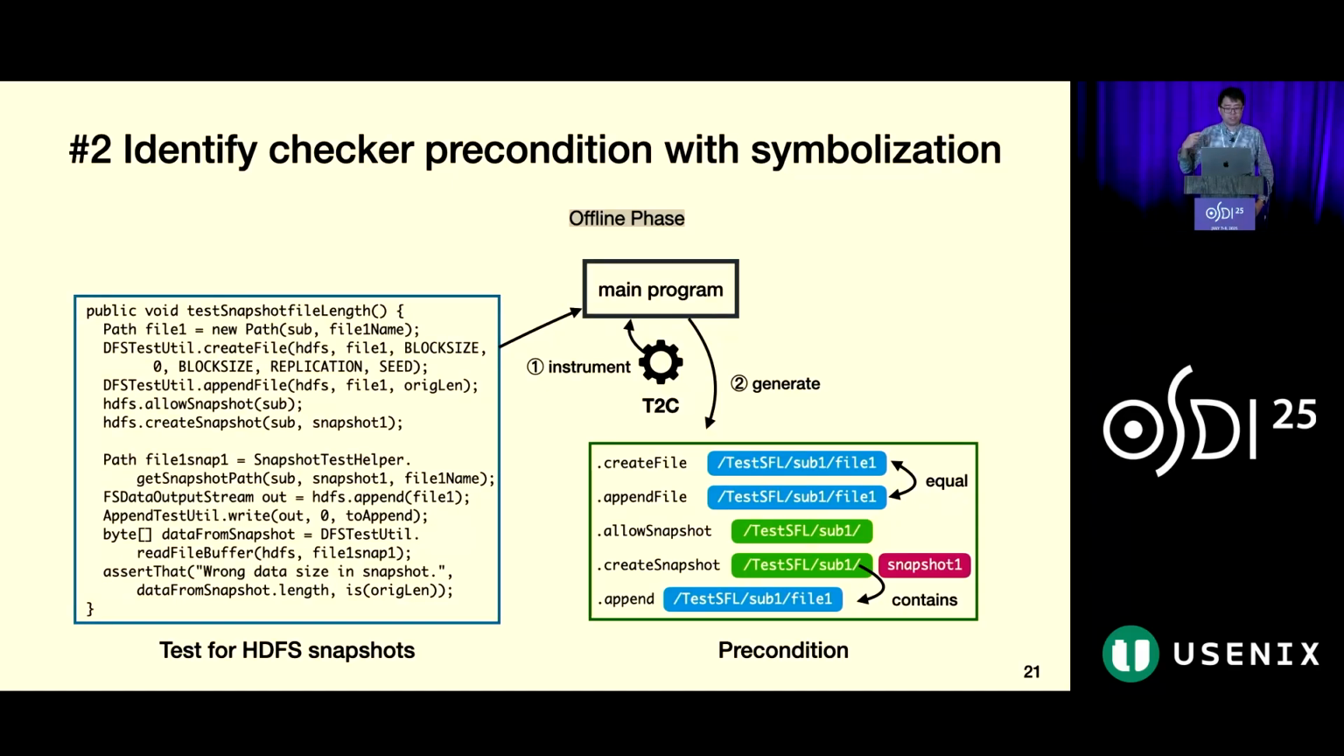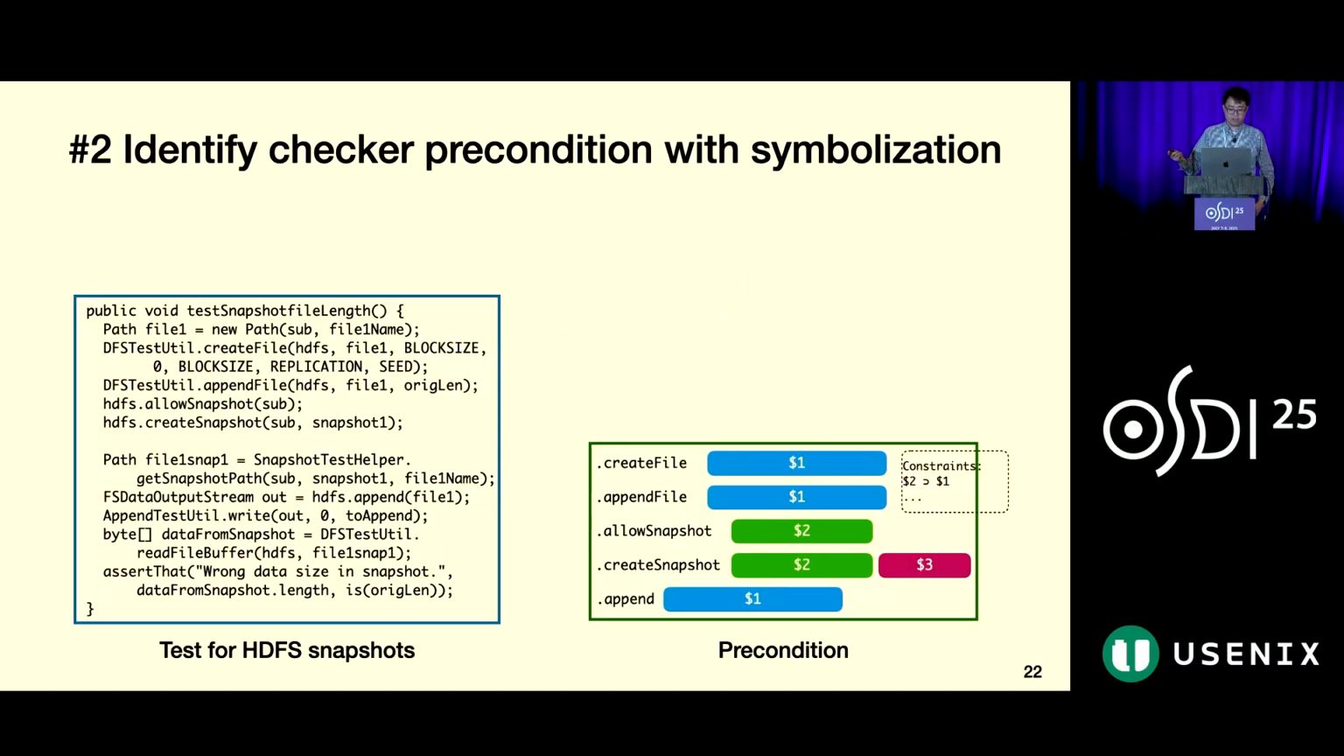So T2C further symbolizes the concrete values by identifying the constraints among them. Of course, this is challenging in the general case, but fortunately, we found that there are many values in the test that have simple constraints, such as equality or contains, which are relatively easy to infer. And when encountering a concrete value in a clause that is equal to an earlier value, T2C would assign them the same symbol. It also outputs the other supported relations in the generated constraints field.